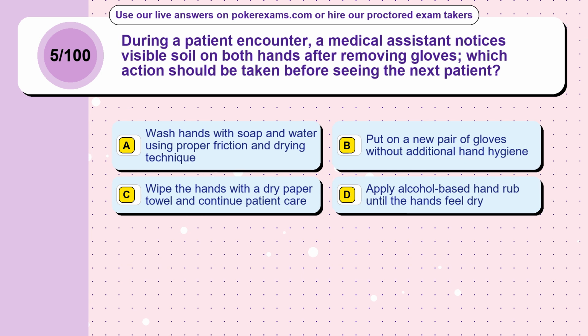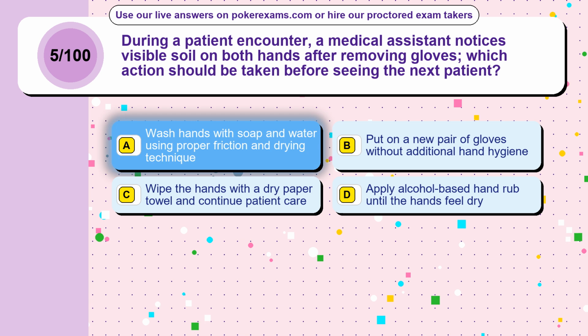Question 5. During a patient encounter, a medical assistant notices visible soil on both hands after removing gloves. Which action should be taken before seeing the next patient? Option A. Wash hands with soap and water using proper friction and drying technique. Option B. Put on a new pair of gloves without additional hand hygiene. Option C. Wipe the hands with a dry paper towel and continue patient care. Option D. Apply alcohol-based hand rub until the hands feel dry.